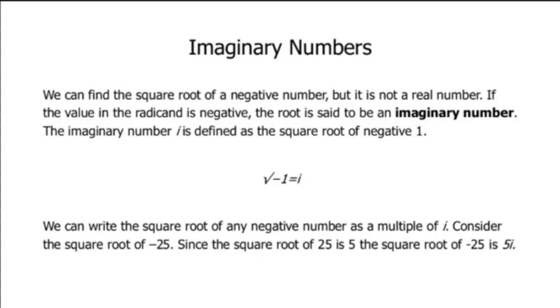Imaginary numbers. We can find the square root of a negative number, but it is not a real number. If the value in the radicand is negative, the root is said to be an imaginary number. The imaginary number i is defined as the square root of negative 1. Square root of negative 1 equals i. We can write the square root of any negative number as a multiple of i. Consider the square root of negative 25. Since the square root of 25 is 5, the square root of negative 25 is 5i.